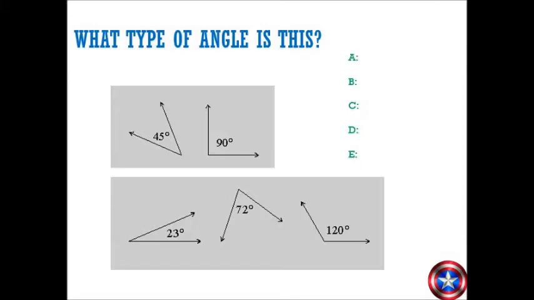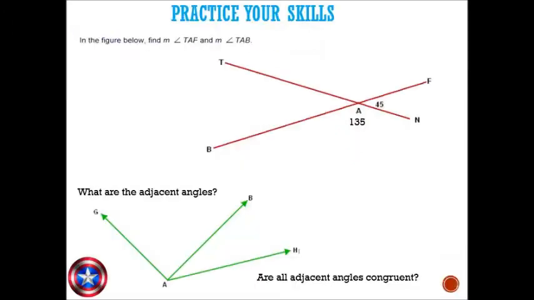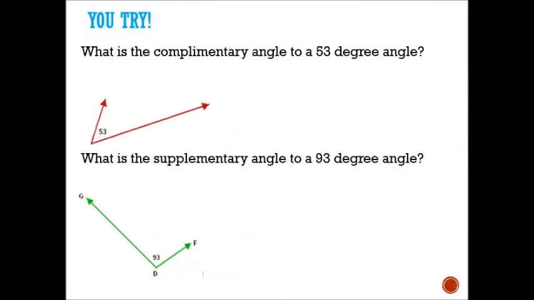What type of angle are these shown? There are 5 different ways to name it. In the figure shown below, find the measure of angle TAF and the measure of angle TAB. At the bottom, what are the adjacent angles? Are all adjacent angles congruent? What is the complementary angle to a 53-degree angle? What is the supplementary angle to a 93-degree angle?